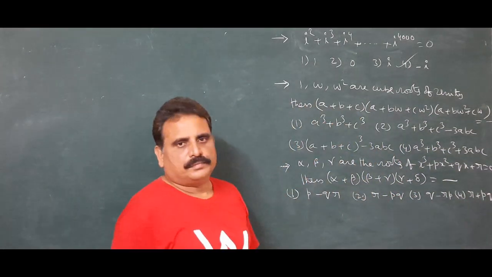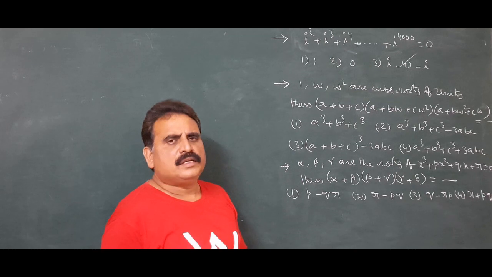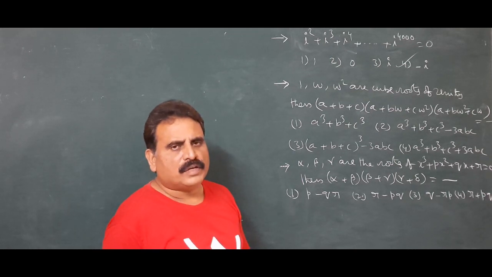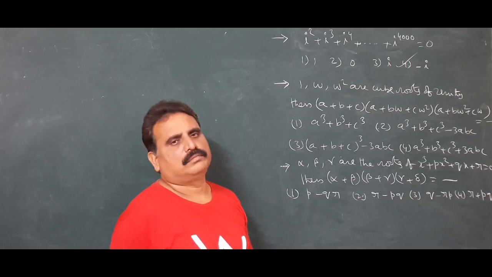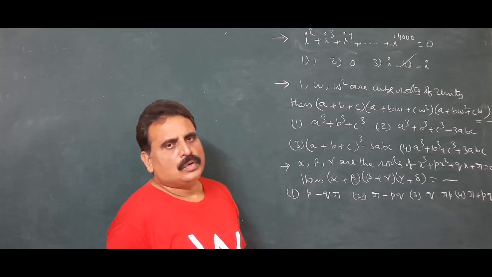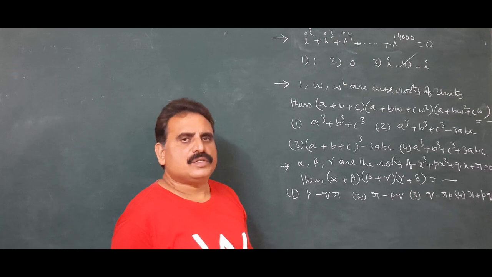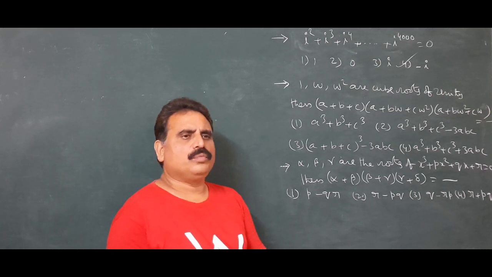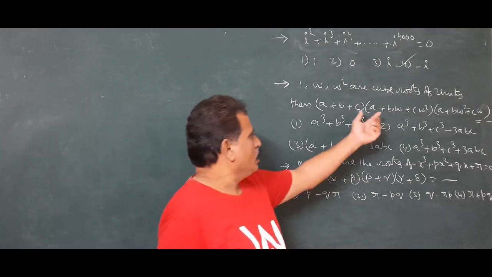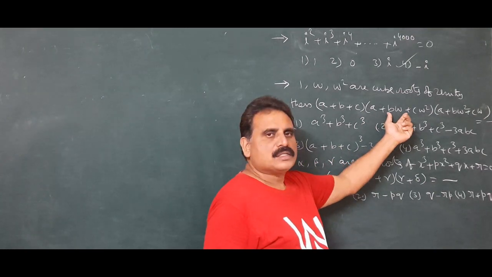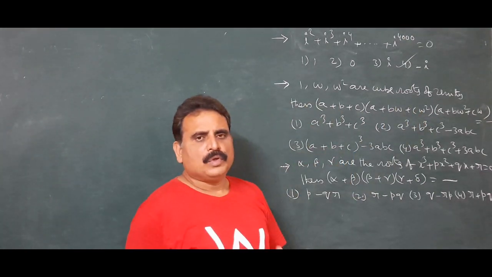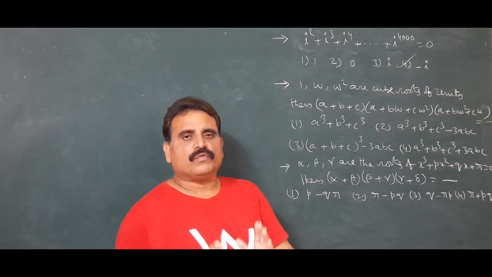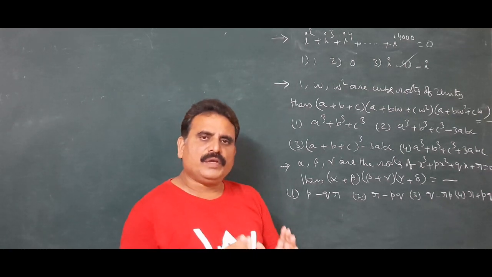How to find that? We can easily identify the correct answer by verification. Let us take a equal to b equal to c equal to 1. You know, 1 plus omega square is 0. Whenever a equal to b equal to c equal to 1, it is 1 plus omega square, that becomes 0. So the entire product is 0.